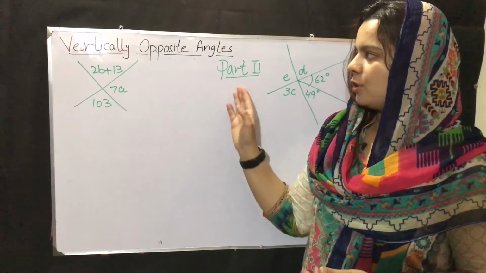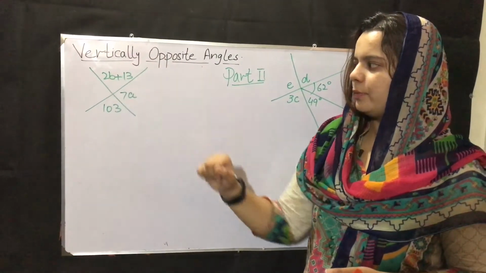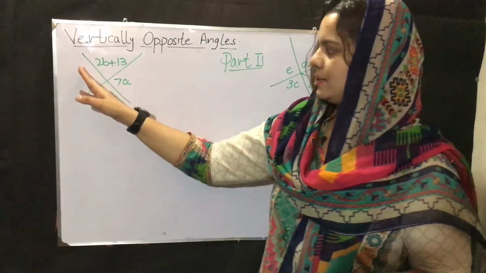Today is part 2 of vertically opposite angles. Today we will get to know how to find the value of unknown variables in the question. Question is two.